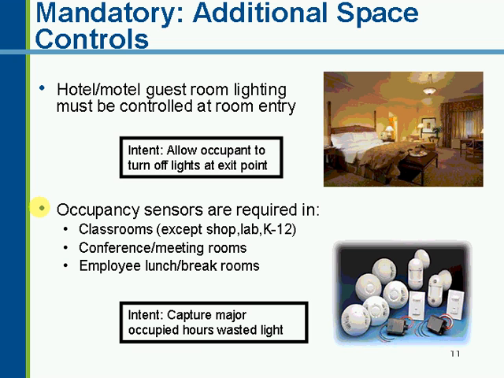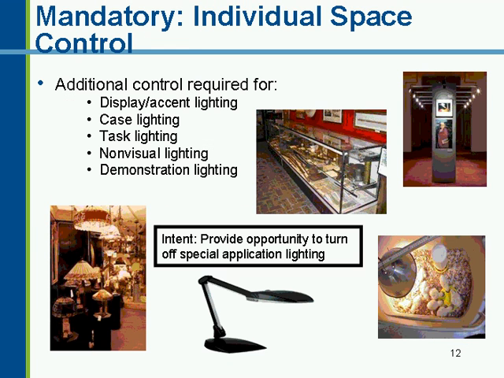Conference and meeting rooms, no matter what kind of building type it is, must have an occupancy sensor. And any employee lunch and break rooms, again, in any building type, must have an occupancy sensor. These requirements, of course, are there to capture any wasted light when users don't turn them off themselves. There are some additional individual space controls for specific applications. In these places, there must be control of this lighting separate from the overhead lighting. Display and accent lighting must be separately controlled. If you have any lights within cases, that must be separately controlled from the overhead lighting.